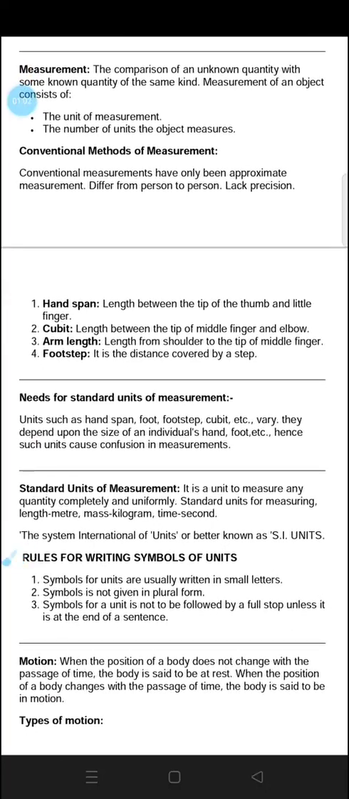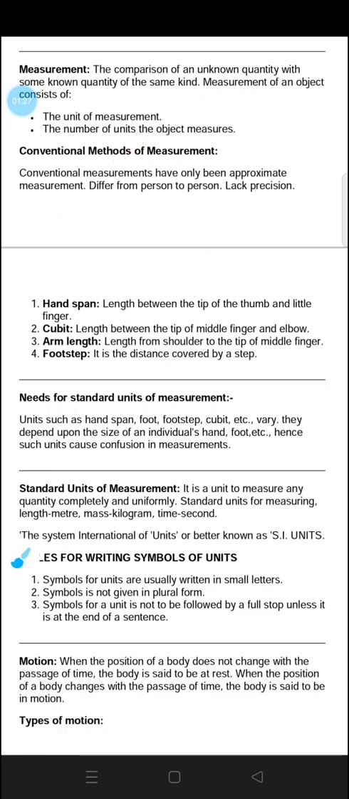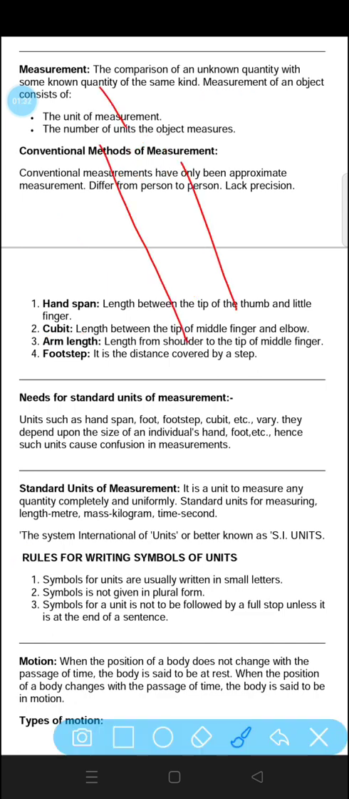First of all, let's start with measurement. The comparison of an unknown quantity with some known quantity of the same kind. Measurement of an object consists of a unit and the number of units measured. Conventional methods are handspan, you can use your hand to measure the distance, and cubit, the length between the tip of the middle finger and the elbow. You can use your middle finger till your elbow to measure any distance.